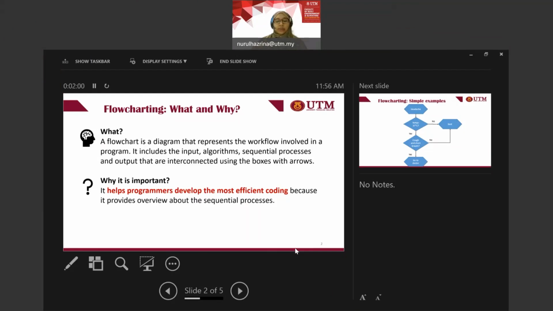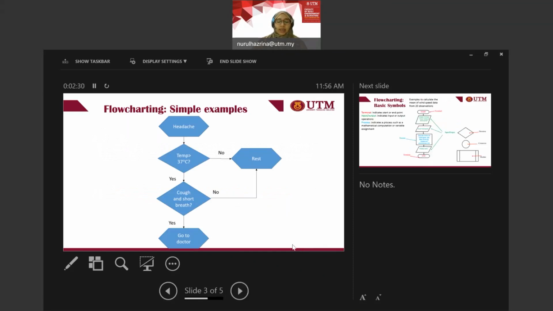Flowchart is important to help programmers develop the most efficient coding because it provides an overview of the sequential process. Our daily actions can actually be visualized in a flowchart.